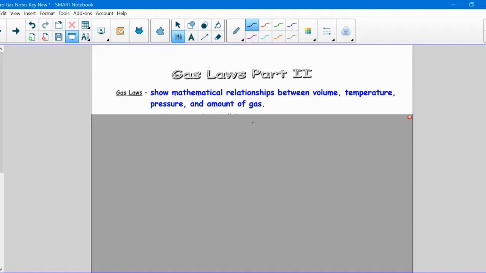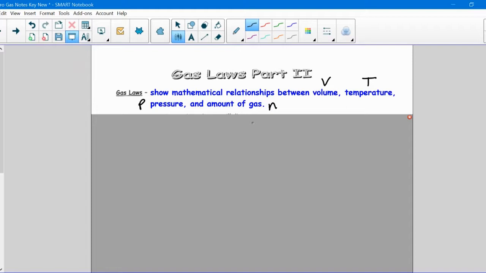So we're going to abbreviate volume with a V. We're going to abbreviate temperature with a T. We're going to abbreviate pressure with a P. And we're going to abbreviate amount of gas with one that, unlike the first three, doesn't make sense. We're going to abbreviate it with an n. P, V, and T are all going to be capital letters, and n is going to be lowercase.